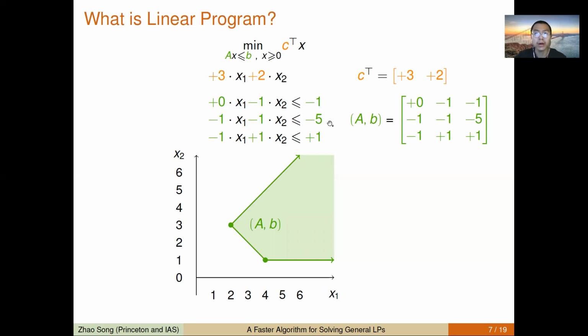Now, your orange numbers decide an angle in 2 dimensions, like this. Your task is to push this line while keeping its angle until it touches the boundary of your green convex region. Once this orange line touches the boundary of the green region, we say we have solved the LP.